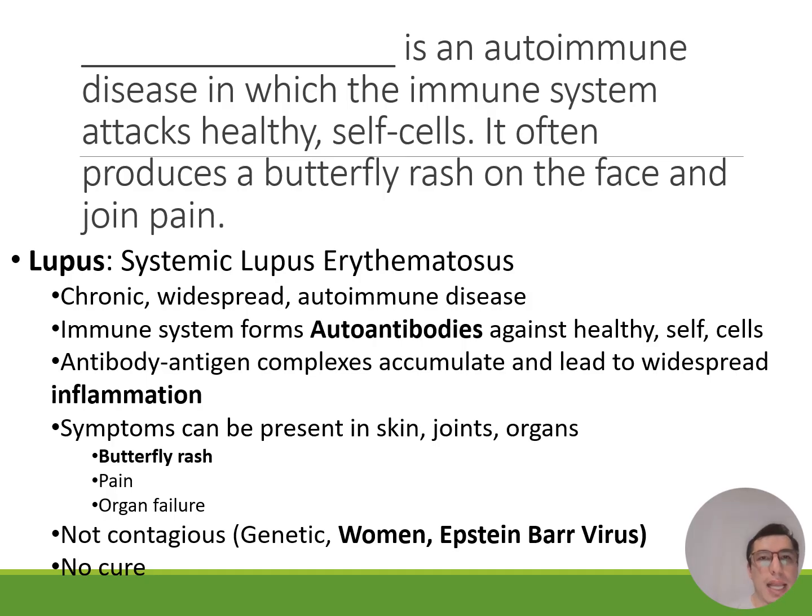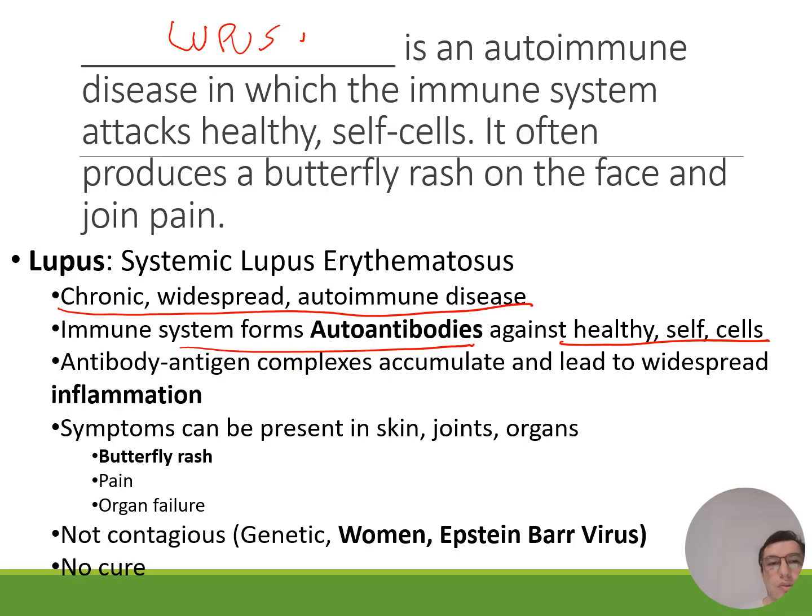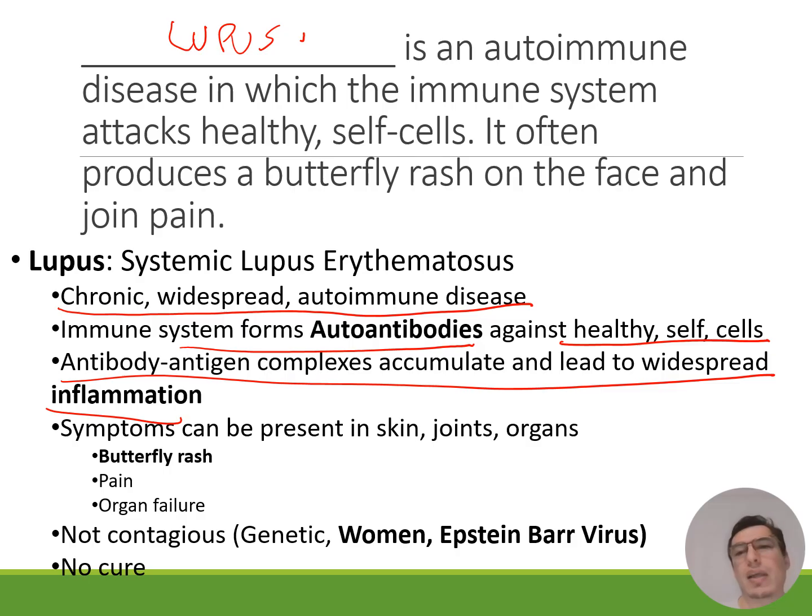Now, last, blank is an autoimmune disease in which the immune system attacks healthy self cells. It often produces a butterfly rash on the face and joint pain. Here we're talking about lupus. So lupus is a chronic widespread autoimmune disease in which we're creating antibodies against healthy tissue. These antibody antigen complexes accumulate and lead to widespread inflammation. When there is widespread inflammation, then we're destroying a lot of healthy tissues. Remember that we're activating neutrophils so that they can release chemicals that can then damage your unconnected tissues.